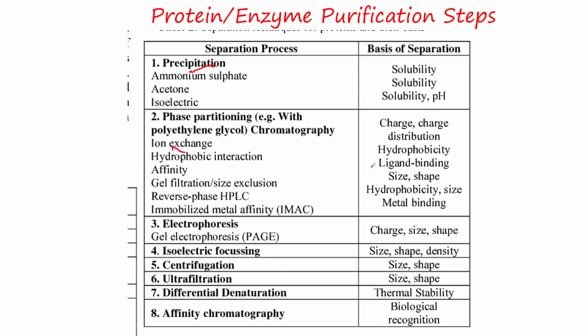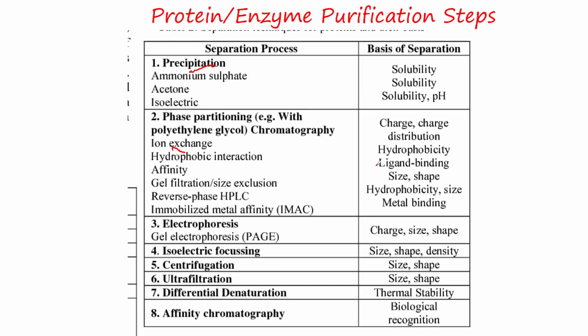Then you bind the ligand and then you go for affinity chromatography. And if it is based on positive or negative charge, then you can decide to go for ion exchange chromatography. And if it is based on hydrophobicity, then you go for reverse phase HPLC, that is high performance liquid chromatography. And then, of course, the next one is immobilized metal affinity. It's also based on the metal binding affinities. So these are some of the techniques.